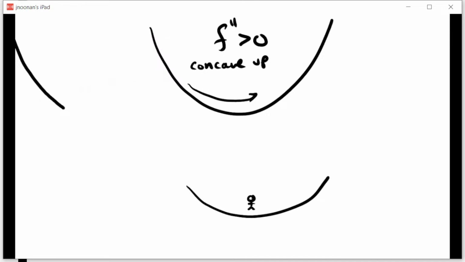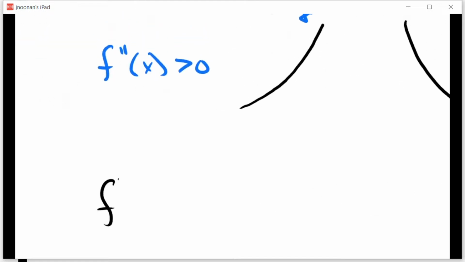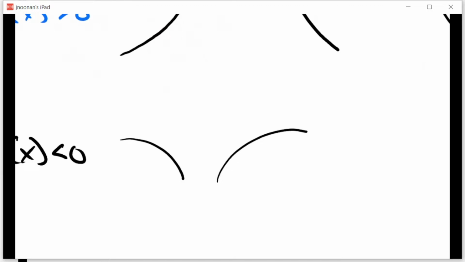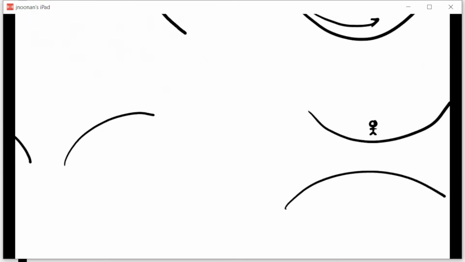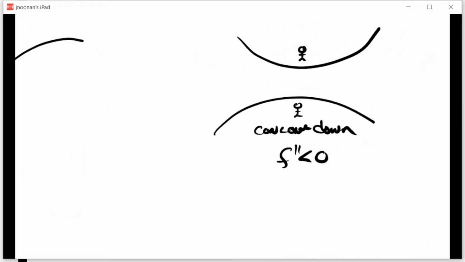So concave up. You might guess that the opposite of this, if the second derivative is less than 0, means something like this is going on, or maybe something like this, or something like this. And here, this is concave down, which means the second derivative is less than 0. So second derivative is bigger than 0, you're like that up there. Less than 0, you're like this down here.